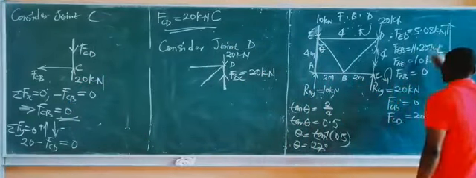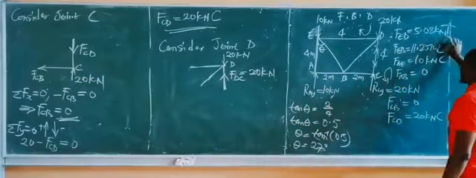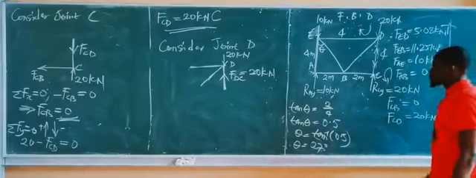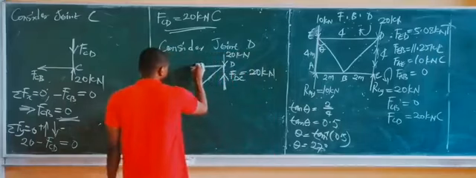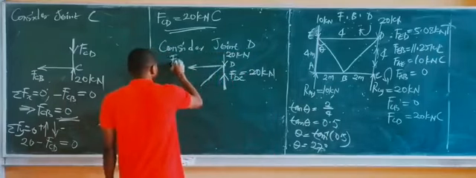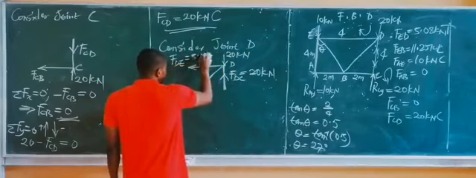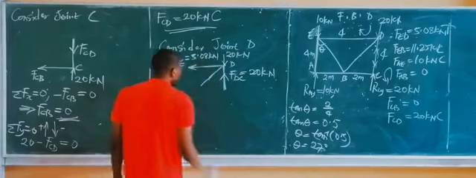Okay, next we obtain FED. FED was obtained as 5.08 kilonewtons tension. So it means it was pulling out of the joint, so it also has to pull out of the joint there. So this is simply the force at joint D related to E, so it still remains 5.08 kilonewtons.